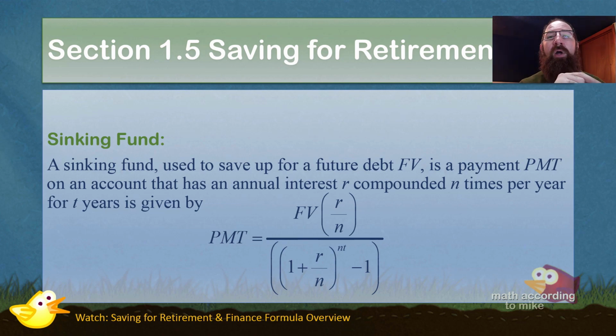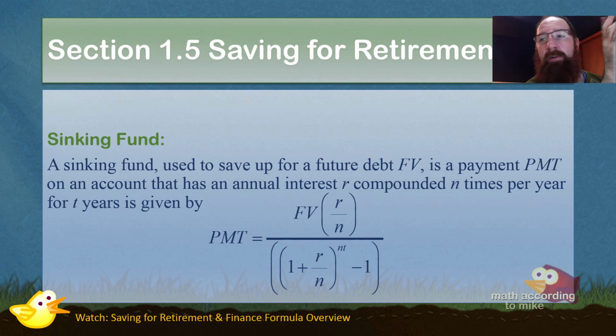So you already know what you need to have in the future, and it answers the question, how much should you start putting away now to build up to that future value? So same exact letters, again, just solve for the PMT from the future value problem. Let's actually see a formula to use it. Actually, a couple videos, excuse me. Saving up for retirement and finance formula overview.